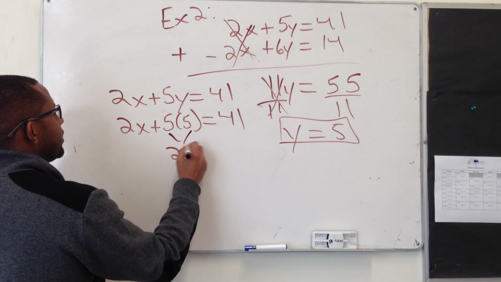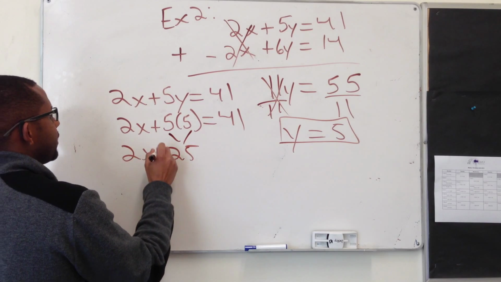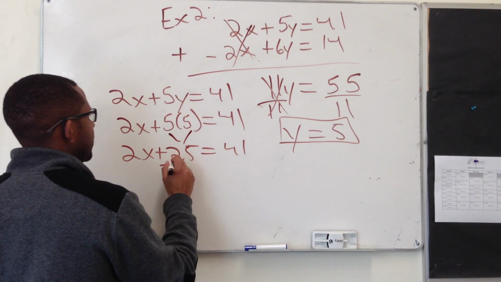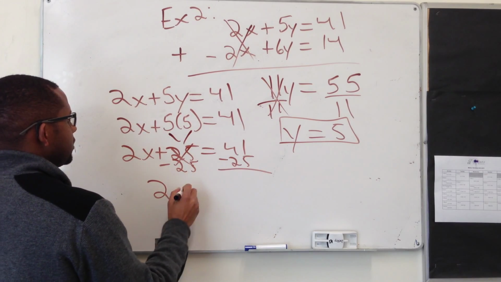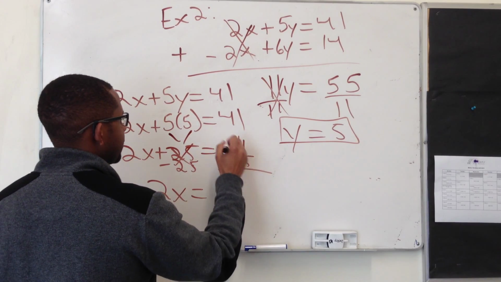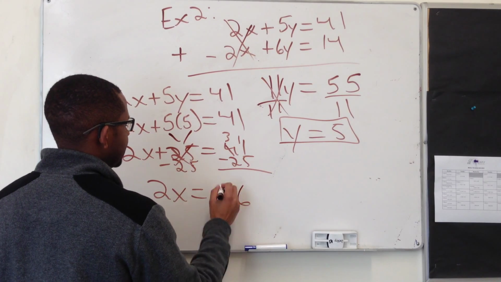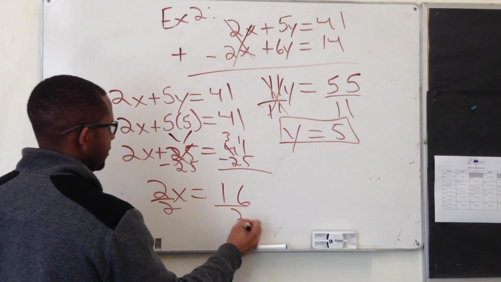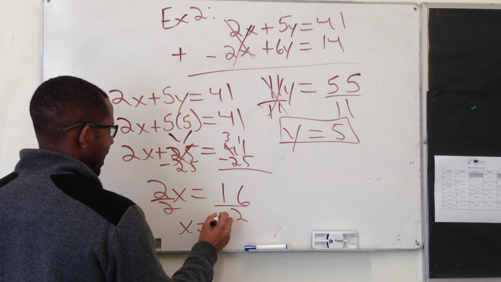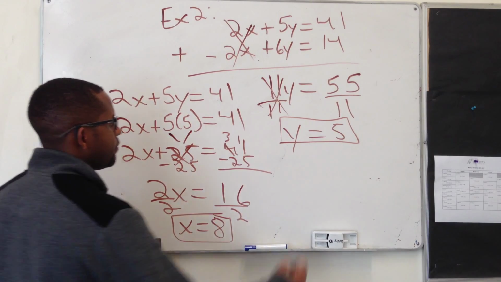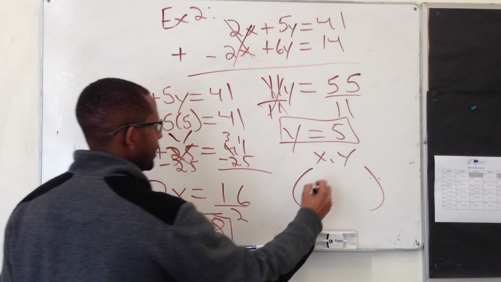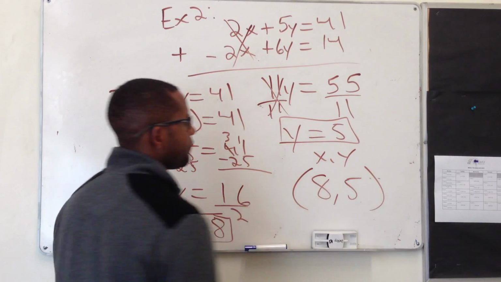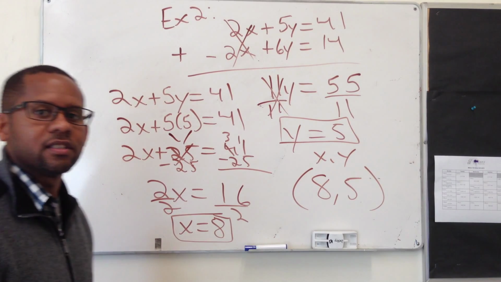5 times 5 is 25. Hopefully you all caught that. 41 minus 25. 2x equals whatever. 41 minus 25, that is a 16. X equals 8. There we go. So my final answer in my ordered pair is the point 8, 5. That's my solution to this equation.